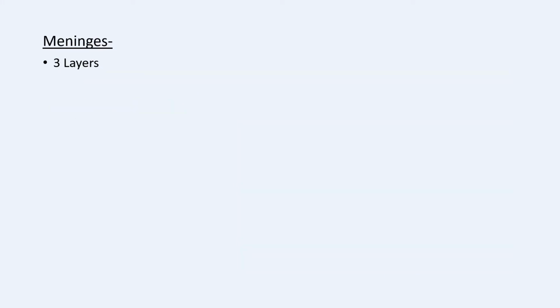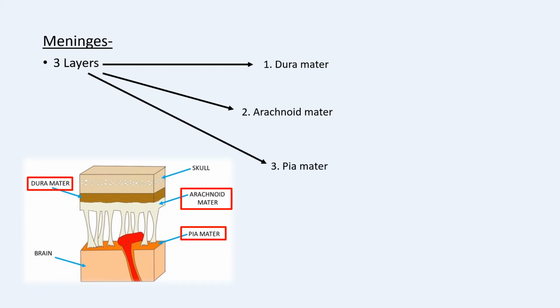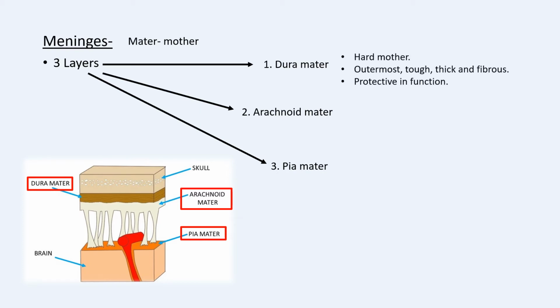The meninges is further divided into three layers: the dura mater, arachnoid mater, and pia mater. The word mater in Latin means mother. Thus dura mater is literally translated as hard mother. It is the outermost, brown, tough, and fibrous layer of meninges. As it is the outermost layer, it is in close contact with the cranium. It also helps to protect the brain from bruises and bumps.